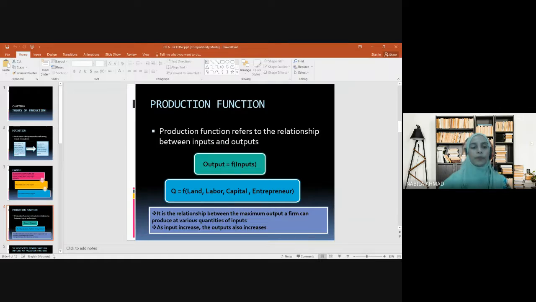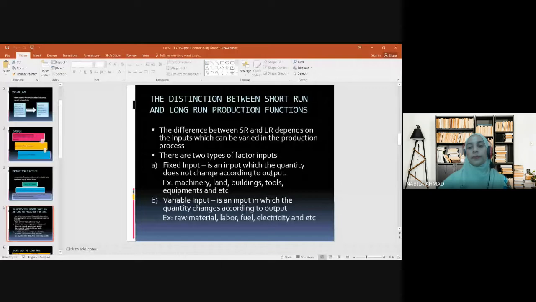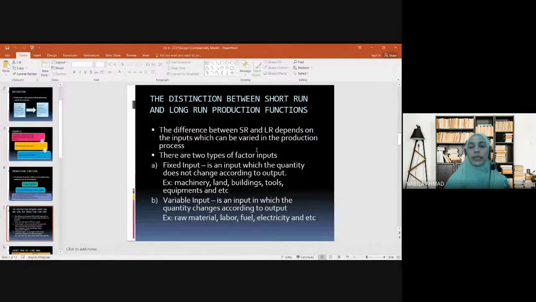Okay? Right. So we need to know the distinction between short run and long run. So sebab kita nak tahu production process itu adakah berada dalam short run atau long run. So it's very important lah kita nak tahu how to differentiate both, right? So the difference between short run and long run depends on the inputs which can be varied in the production process. Jadi jangka masa sesuatu production itu depends on apa? Depends on types of inputs.